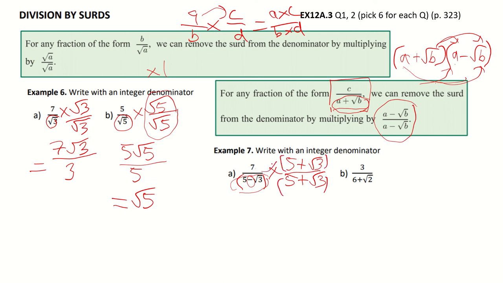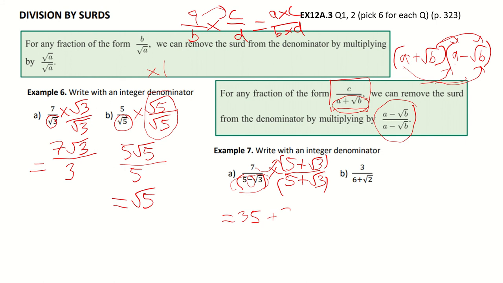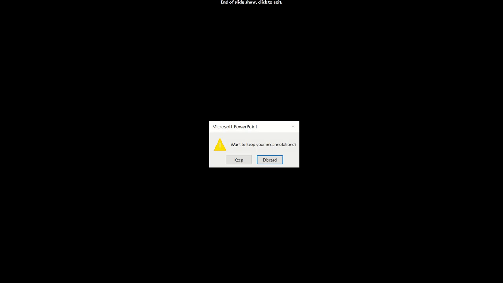So on the top we have 7 lots of 5, which is 35, and we have 7 lots of square root 3. And on the denominator we're going to have 5 lots of 5, which is 25, and 5 lots of square root 3. Then, 5 times 5 is 25, 5 times square root 3 is 5 square root 3, minus square root 3 times 5 is minus 5 lots of square root 3. And then square root 3 times square root 3 will give us positive 3, but it's negative square root 3, so it will be negative 1 times 3, which is negative 3.